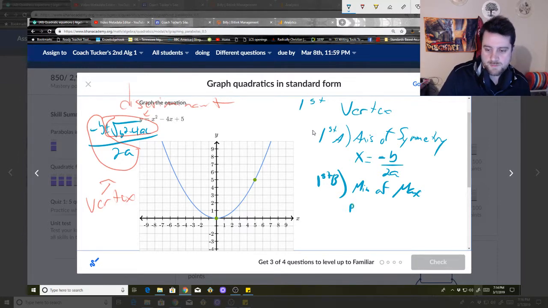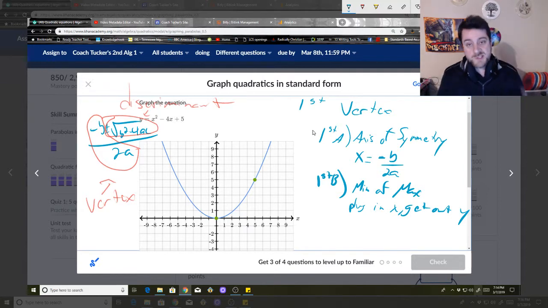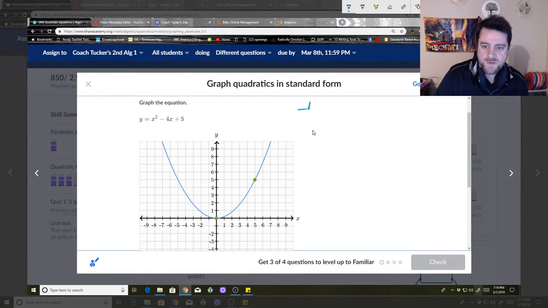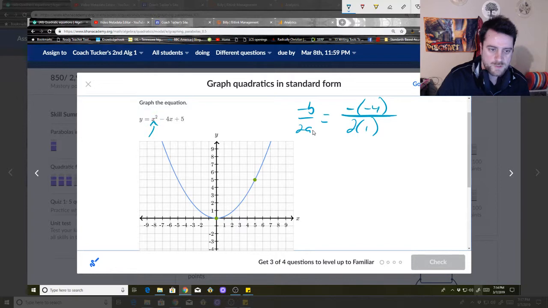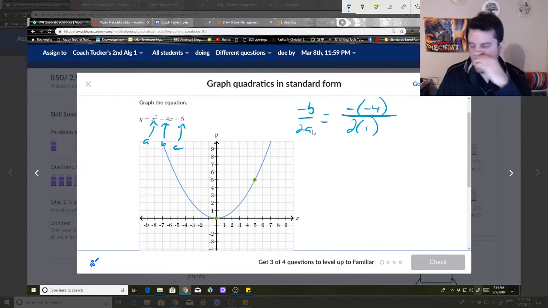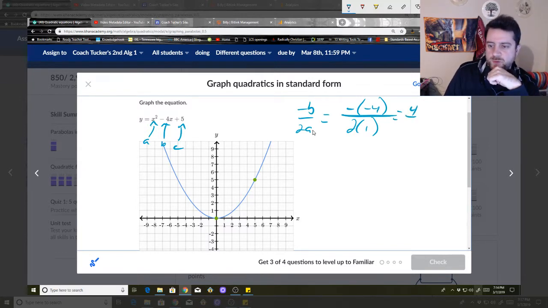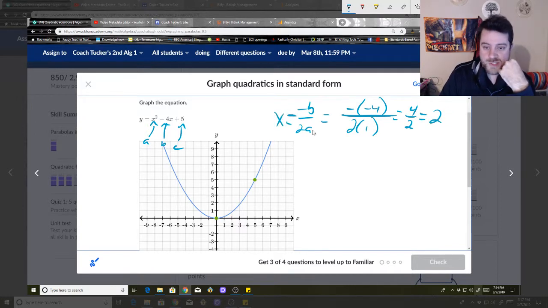Basically, plug in X, get out Y. Okay, so that's the first step we're going to do. So let's actually start doing that. Negative b over 2a is equal to negative of negative 4 over 2 times 1. How do I know what is what? Well, remember there's a, there's b, and there's c. So negative of negative 4 is a positive 4. 2 times 1 is 2. 4 over 2 is 2. So the axis of symmetry is 2.